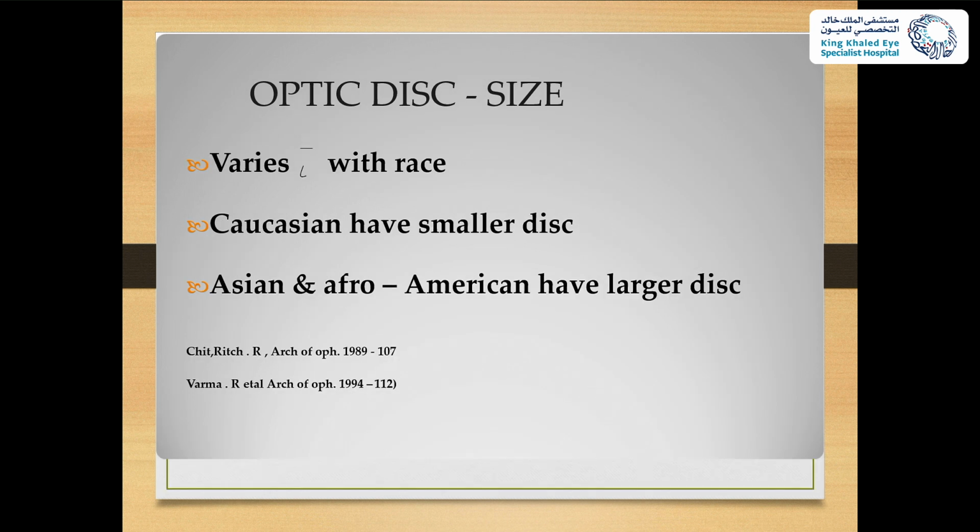Of course, it varies with race. Caucasians usually have a smaller disc than Asians and Africans. Asians and African Americans, especially those of African ancestry, have larger discs.